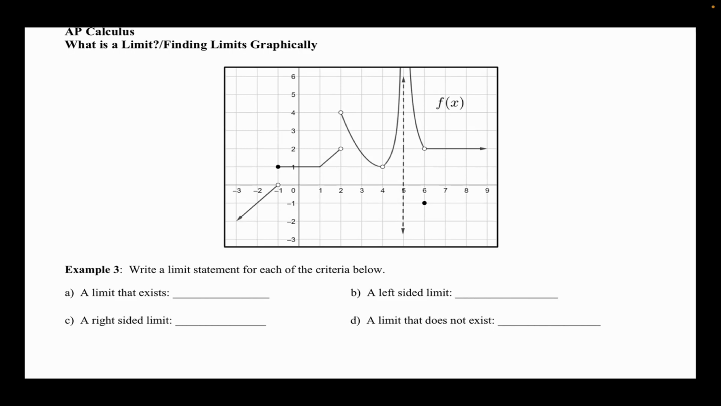B is the same thing, but you're only coming from the left. So give me a left side limit. C, coming from the right. D, give me a limit that wouldn't exist. So A, B, C, and D, you're creating the problem. Using this graph, you're creating a problem and then answer it.